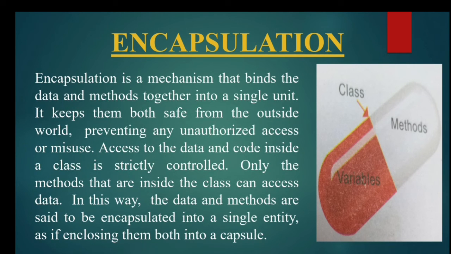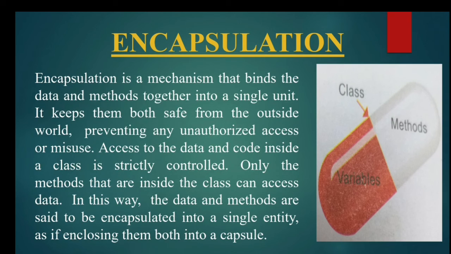Encapsulation is a mechanism that binds the data and methods together in a single unit. It keeps them both safe from the outside world, preventing any unauthorized access or misuse. Access to the data and code inside a class is strictly controlled. Only the methods that are inside the class can access data. In this way, the data and methods are said to be encapsulated in a single entity, as it encloses them both in a capsule.